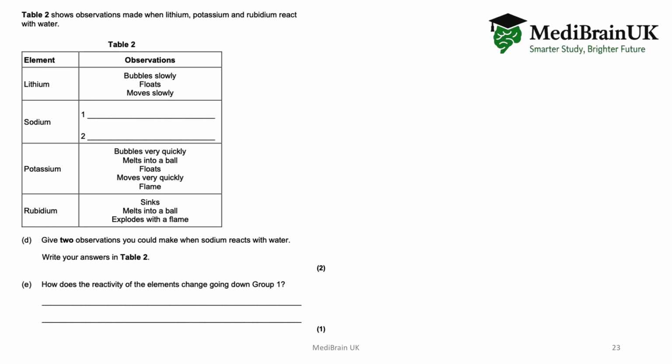Now the key to this is again looking at the exam technique that we looked at in the first question of this video. When you are comparing the group 1 metals, as you move down, the reactions get more and more vigorous. So when you're looking at observations, you have to make a comparative observation. So lithium bubbles slowly. That means that sodium is going to bubble quickly. If lithium moves slowly, that means sodium is going to move quickly. And then when you look at potassium, it says bubbles very quickly and moves very quickly. So as you can see, as you're moving down group 1, the observations get even more vigorous.